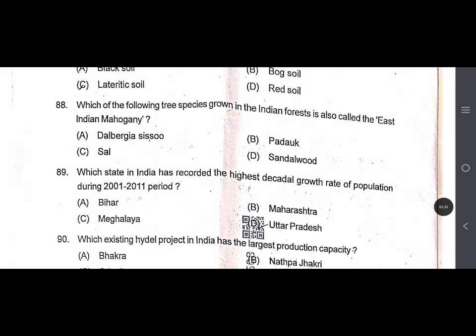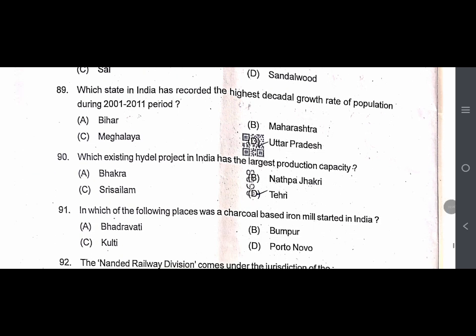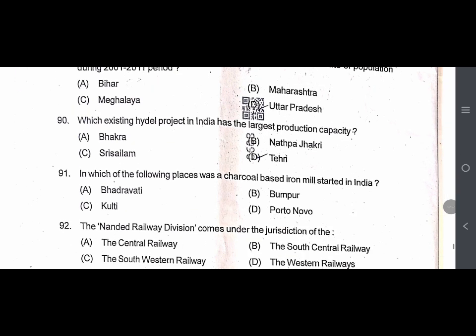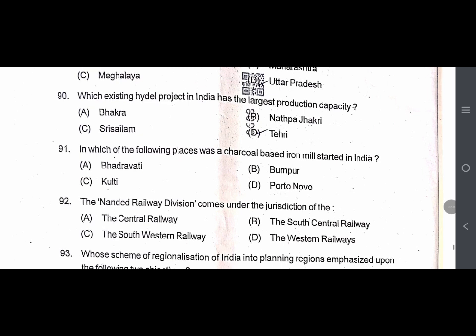option B. 89. Which state in India has recorded the highest decadal growth rate of population during 2001 to 2011 period? Okay, answer to be option C, Meghalaya. 90. The existing hydel project in India has the largest production capacity. Okay, answer to be option A.